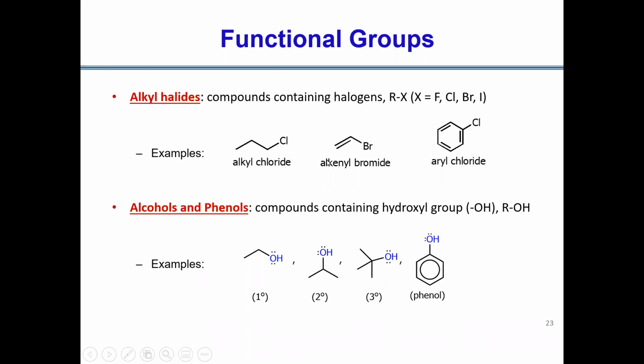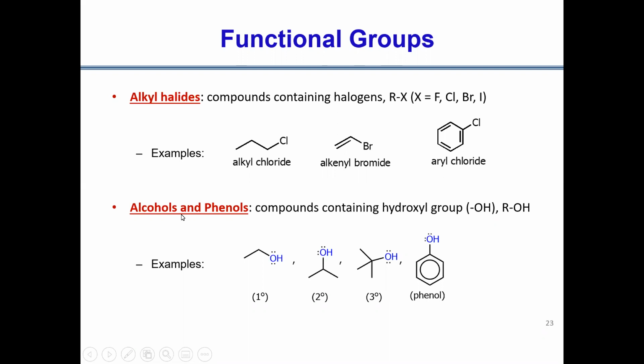So the IUPAC name for the halocarbons is based on the parent chain, and then the halogens are used as substituents. That's how you will name them accordingly, right? Like chloromethane, if you have a methyl group, or chloroethane, that's how you will name them.